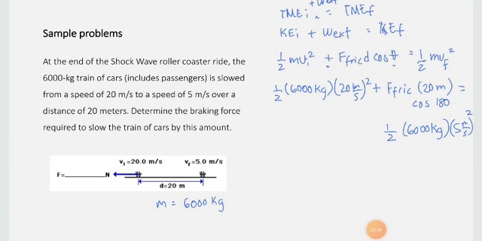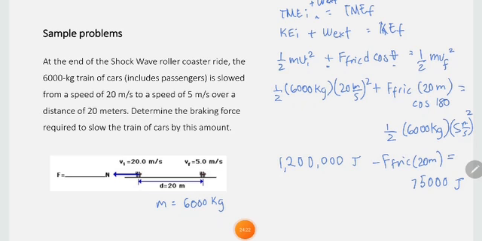1/2 times 6,000 times 20 squared. That's equal to, okay, wow, 1.2. Is that a million joules? Plus, okay, gawin na natin negative. F friction times 20 meters equals, okay, 75,000 joules. See the difference between the initial and the final? Kasi ano, diba, direct square relationship yung speed and the KE.